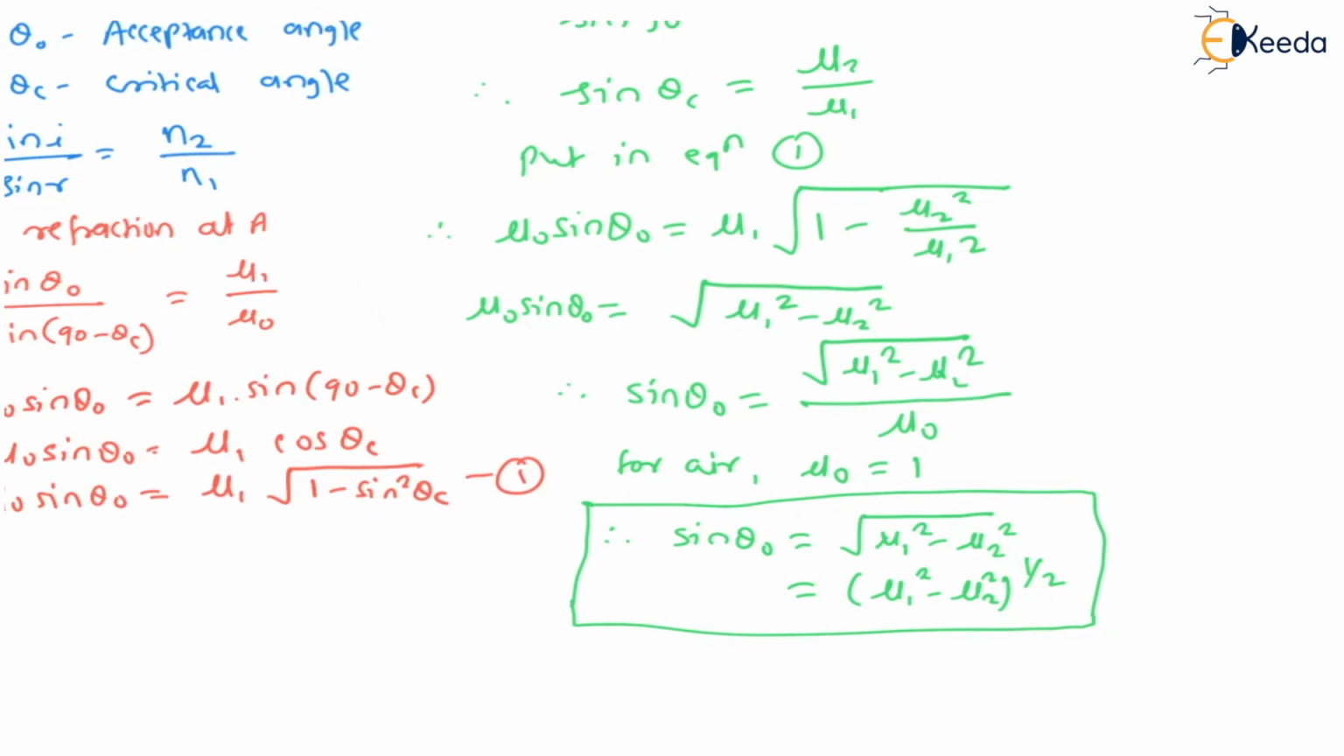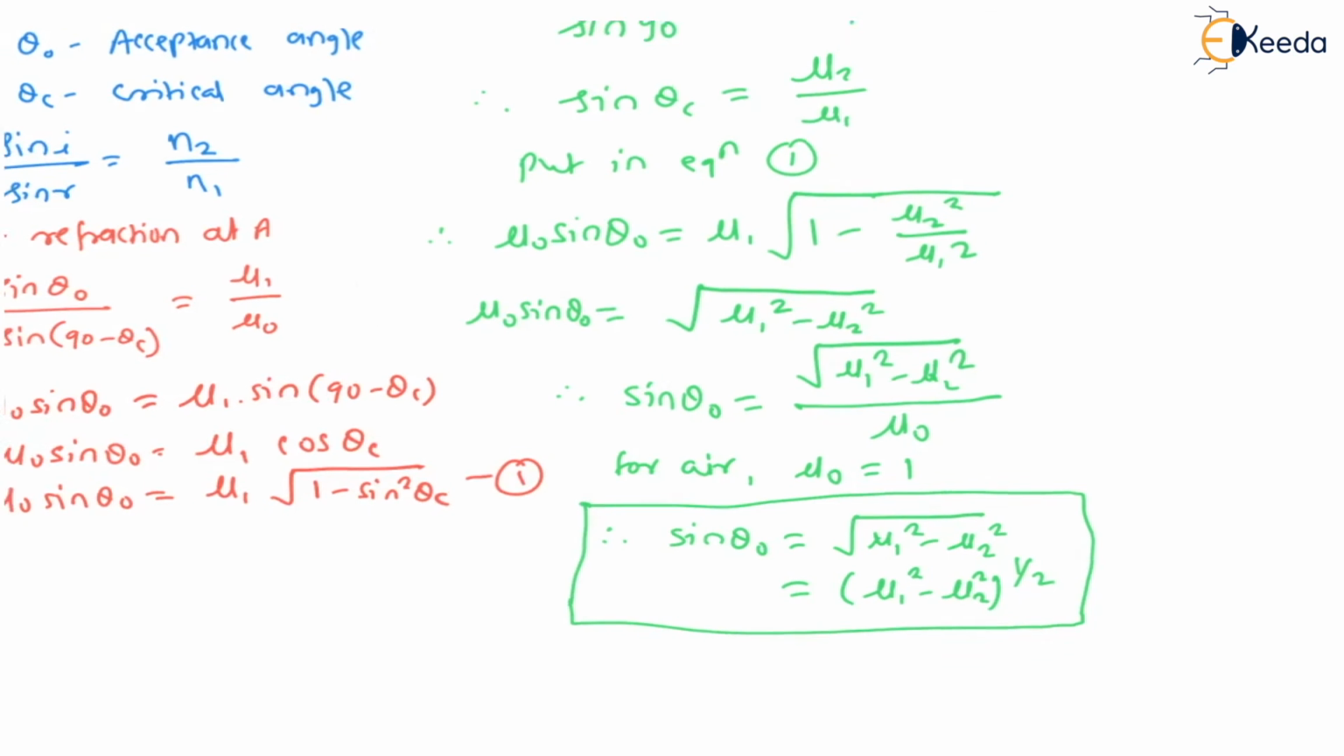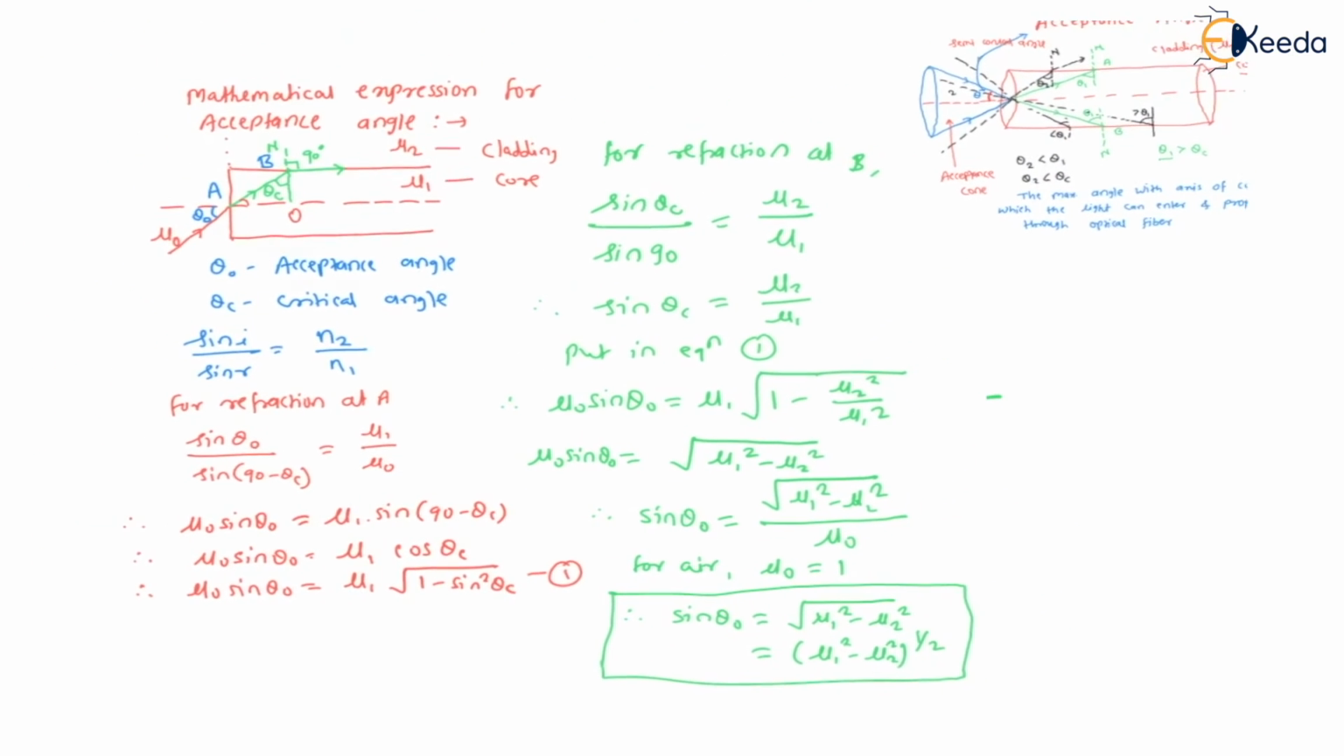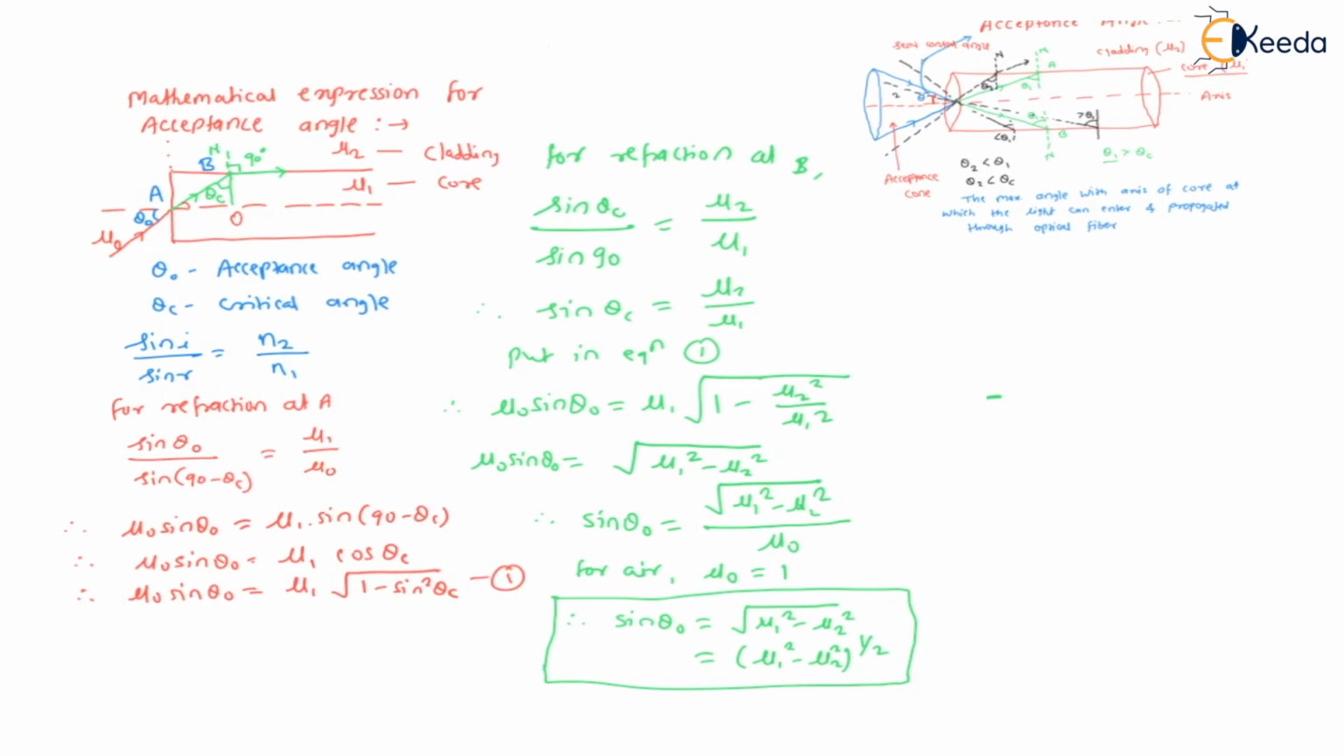So from the formula itself, we can say that the acceptance angle only depends on the refractive indices of core as well as cladding. It depends on what? The refractive indices of core and that of the cladding. And if the surrounding medium is not air, or is apart from air or vacuum, then mu naught comes into the picture. Otherwise, it will be just simple as it is.